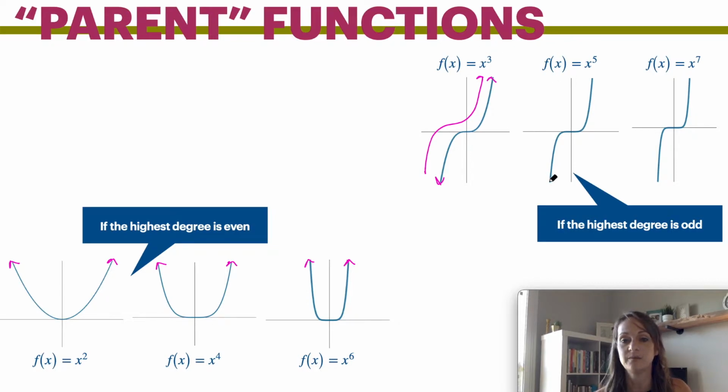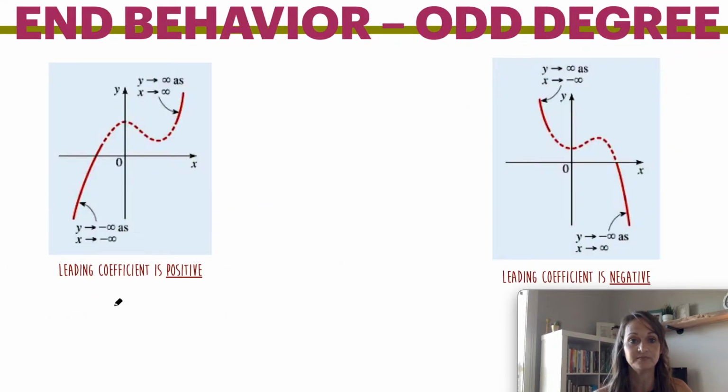Again, if it's an odd number, the left side is going to go in one direction, the right-hand side is going to go in the opposite direction. But if it's an even degree, the highest degree is even, then the left-hand side and the right-hand side are both going to go in the same direction. So for example, in end behavior, we're not looking at what's happening close to the origin where the graphs cross each other at (0, 0). We're looking at what's happening when x is very large in the positive and x is very large in the negative.